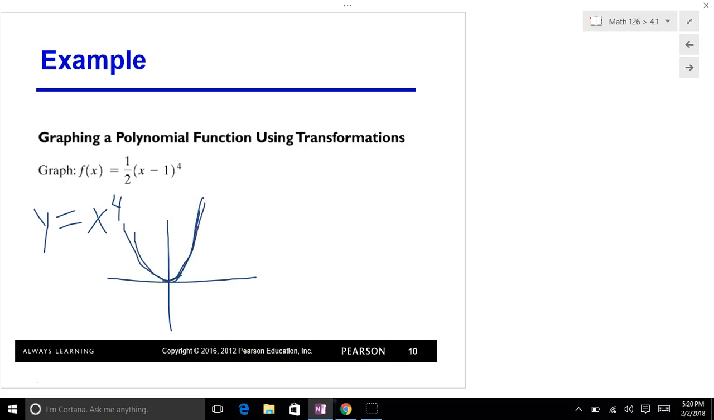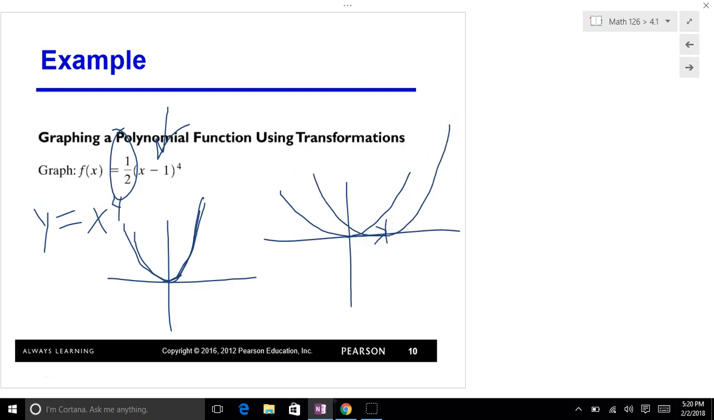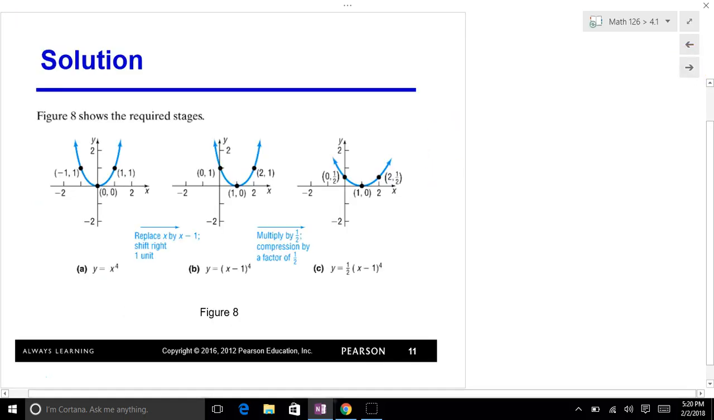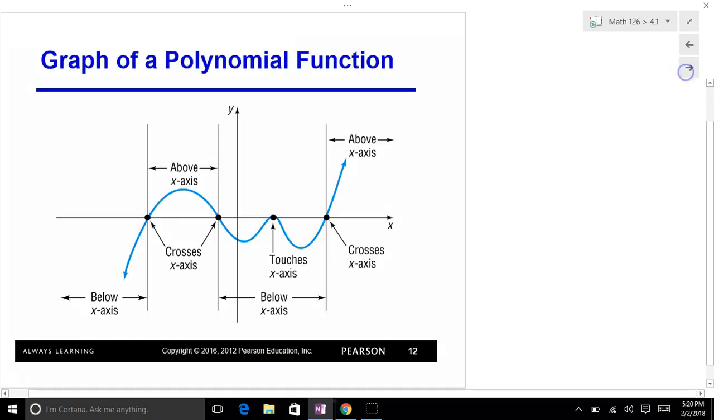And what are you going to do with that? Well, we're going to have this 1/2 out front. So that's going to vertically shrink that thing. Okay, so it's a little flatter. And then that minus 1 inside that composition piece right there, that's just going to move it over 1. So then you're like that. Okay, so this is showing your shift over and then your compression by a factor of 1/2 there.